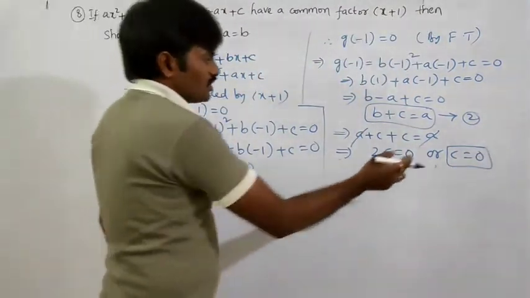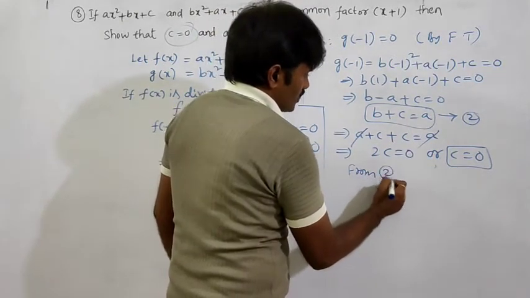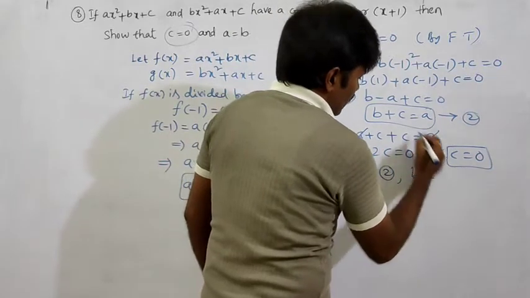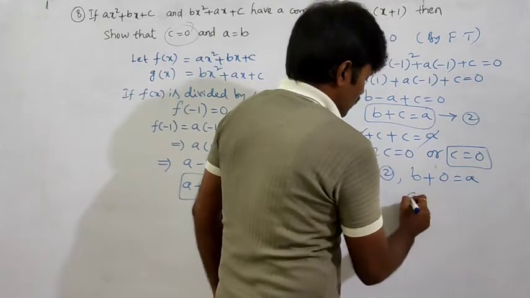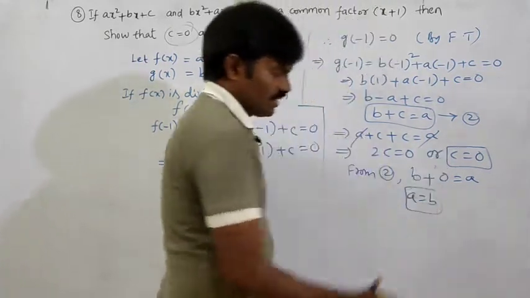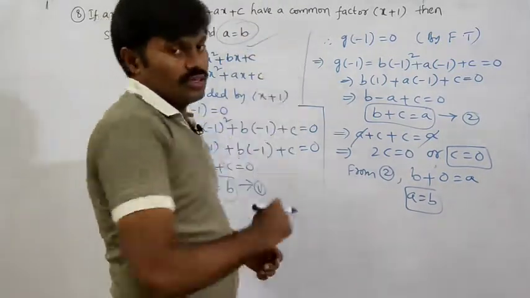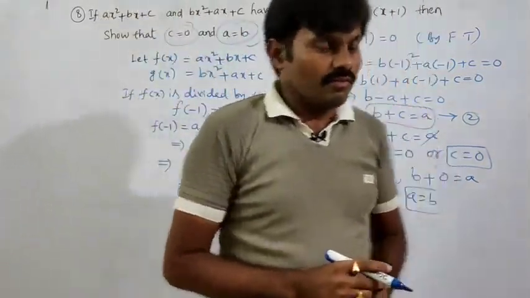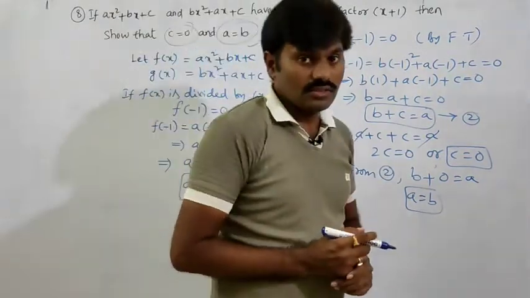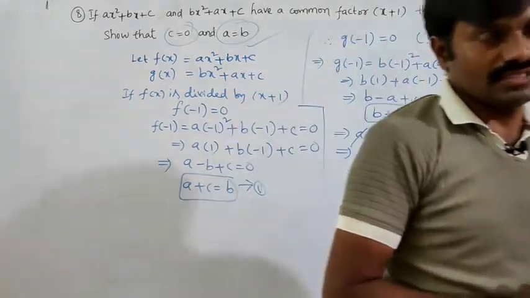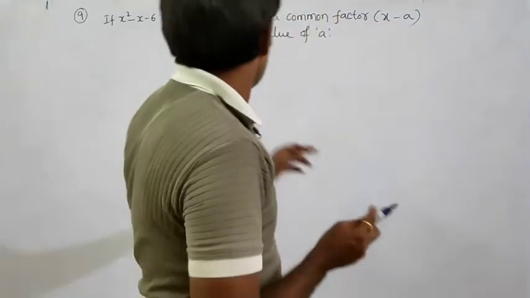Yes. Now put c value in equation 2. Then from equation 2, b plus c value 0 is equal to a. So from here a is equal to b. A is equal to b. So is it easy or not? We got a value b. So both values required we got. So answer shown. Is it clear? Whether it is easy or not? Very easy. Let us solve second problem, that is another problem.